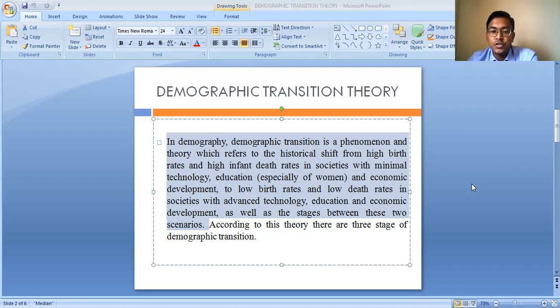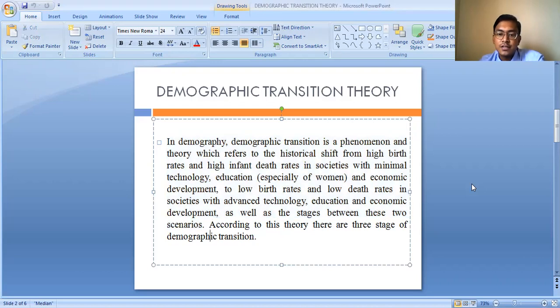especially in women's education. According to the demographic transition theory, there are three stages of demographic transition. That means a country has to pass through three different stages of demographic transition. These three stages are the first stage, the second stage, and the third stage of development.